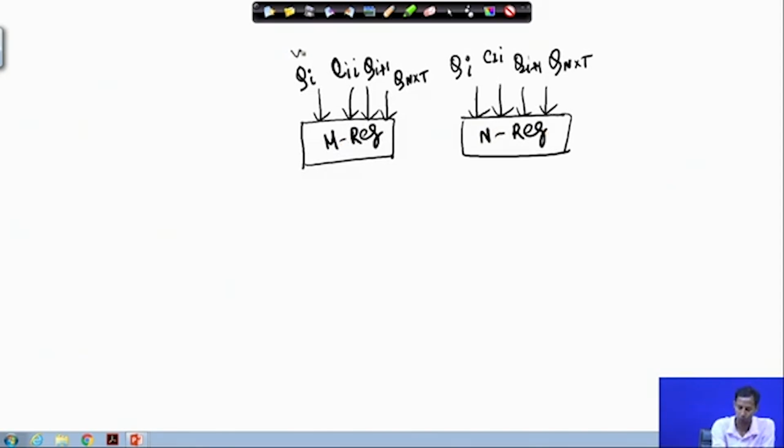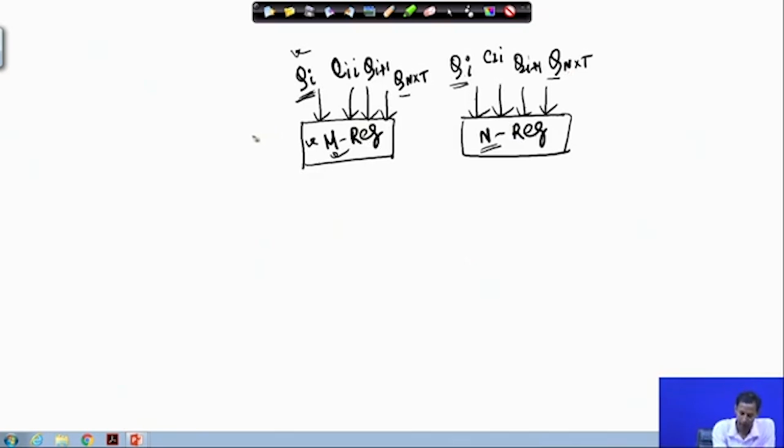Here, when I mention Q i, that is the value for M, and this Q i and that Q i are not the same. The same input is connected to the output for N values, and the same output and input are connected for M values. So, this Q i and that Q i, or this Q next and that Q next, are not the same. This is for M and this is for N.